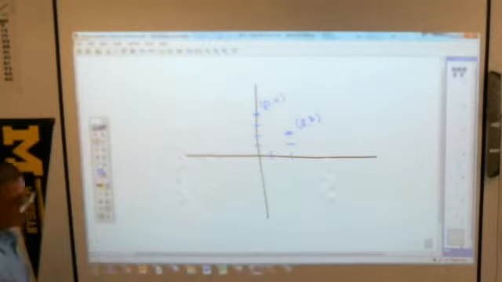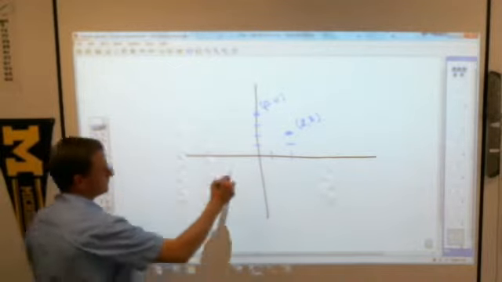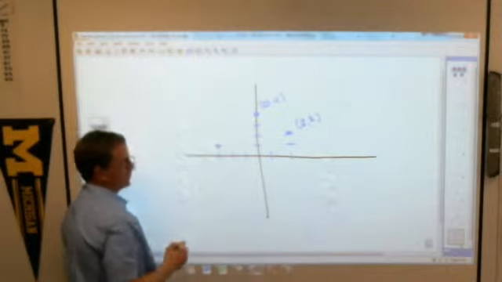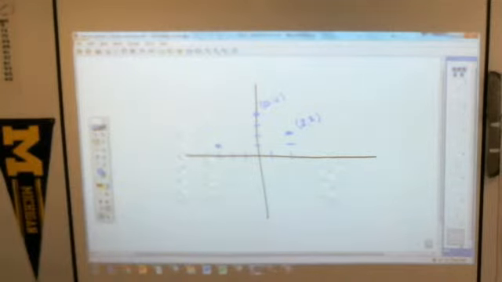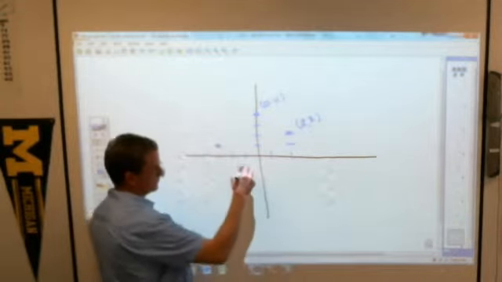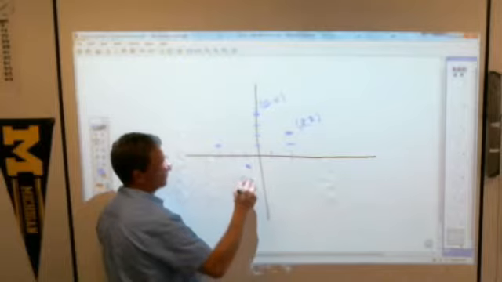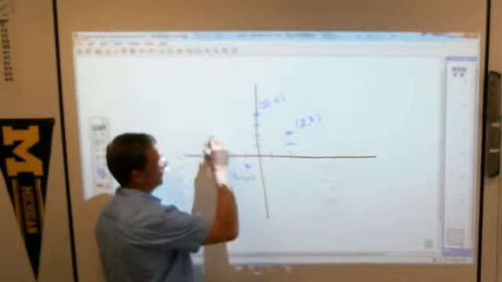Put a dot at (-3, 1). 1, 2, 3, 1. And then put a dot at (-1, -1). What was this? (-3, 1).